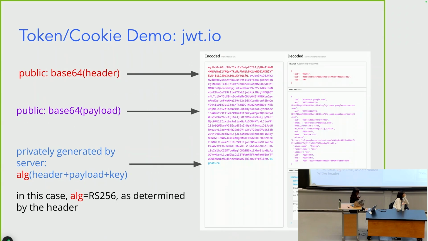But what actually makes it secure is the signature part of the token, which I've deleted just for security purposes. Basically, the signature is what actually makes the token secure.